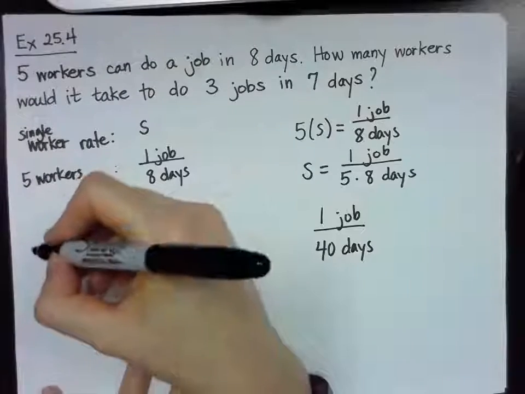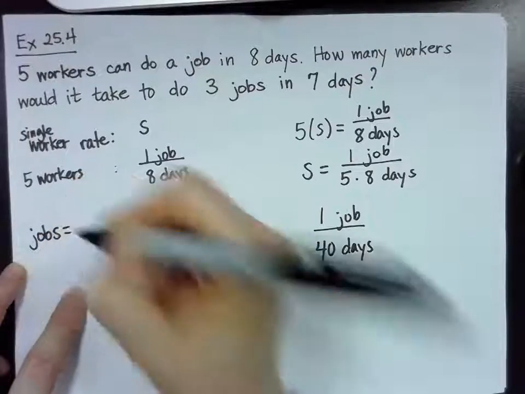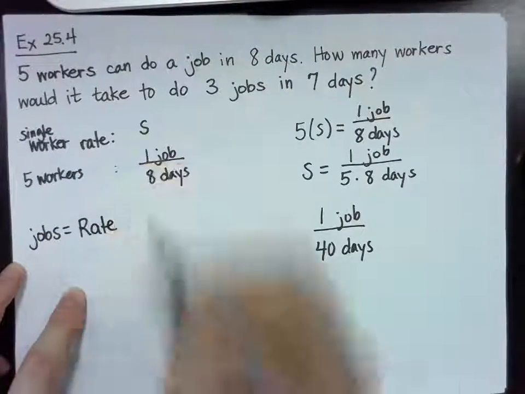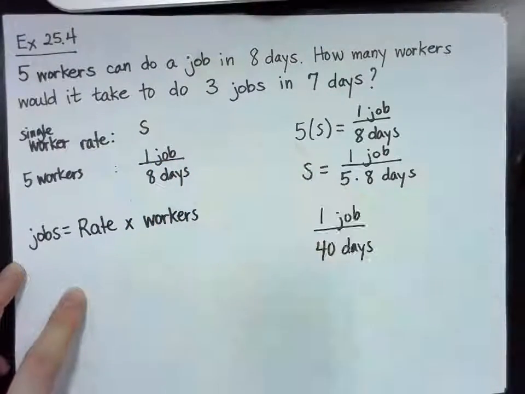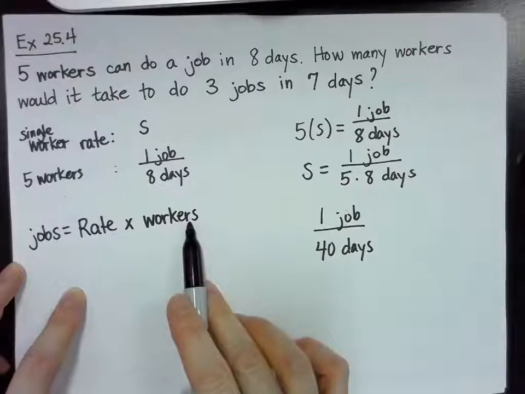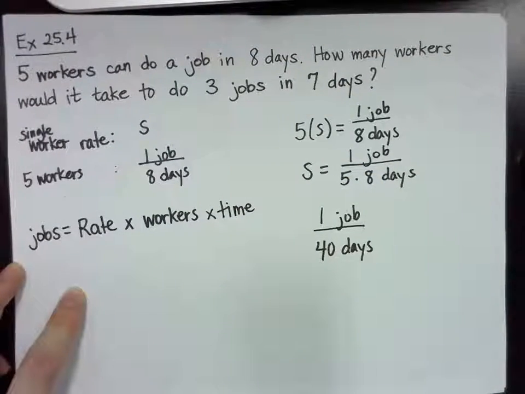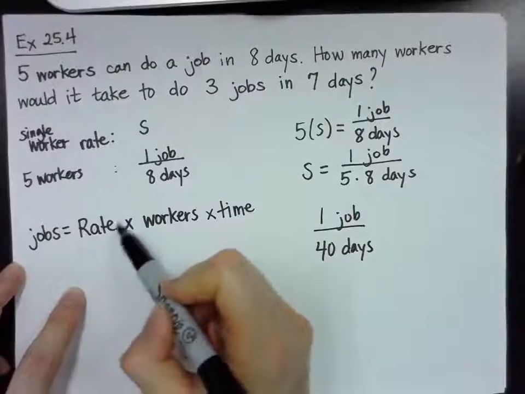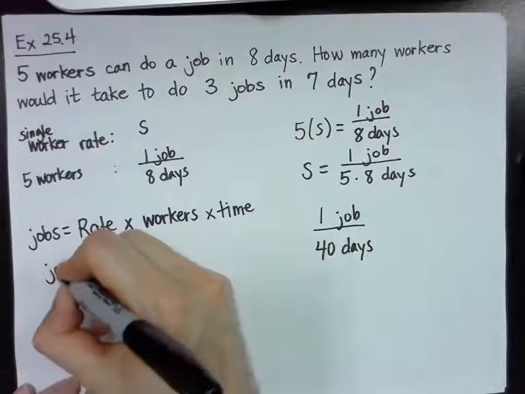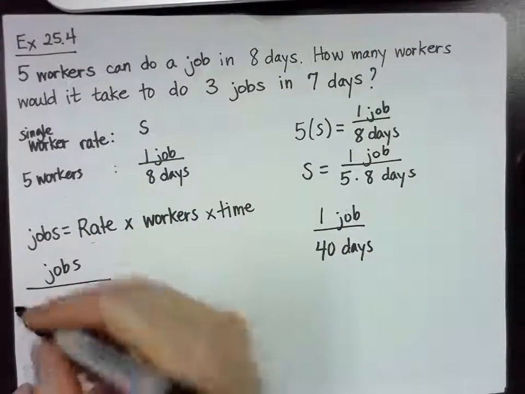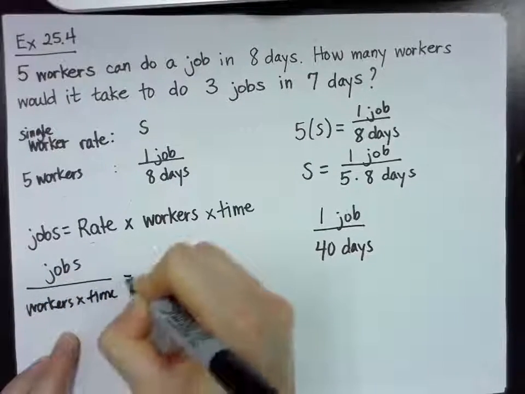But what they do is they say, okay, so the number of jobs that is accomplished is going to be the rate at which a single worker can do a job times the number of workers, and that would be like the rate for 5 workers, times the amount of time that it takes to get those jobs done. So then if we think about the rate, let's just solve this for rate, then the rate would be jobs divided by workers times time. That would be the rate.